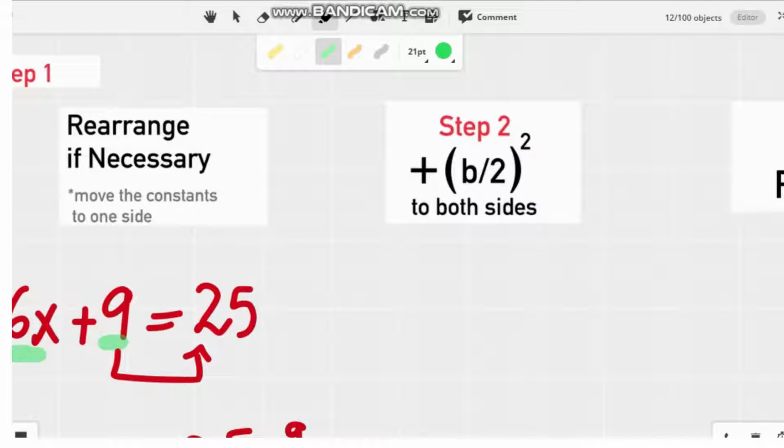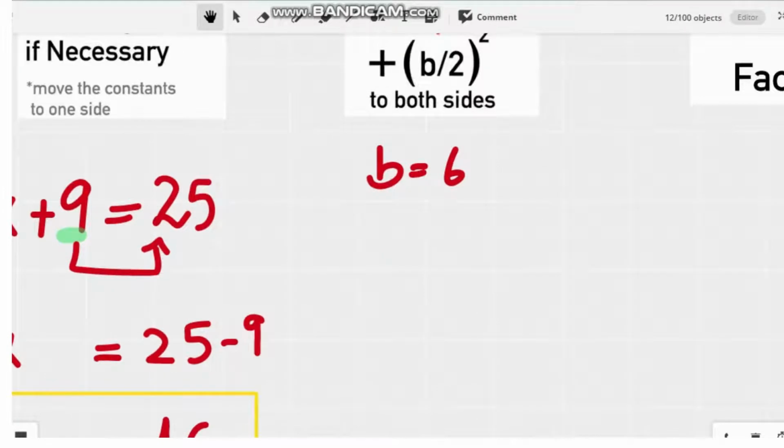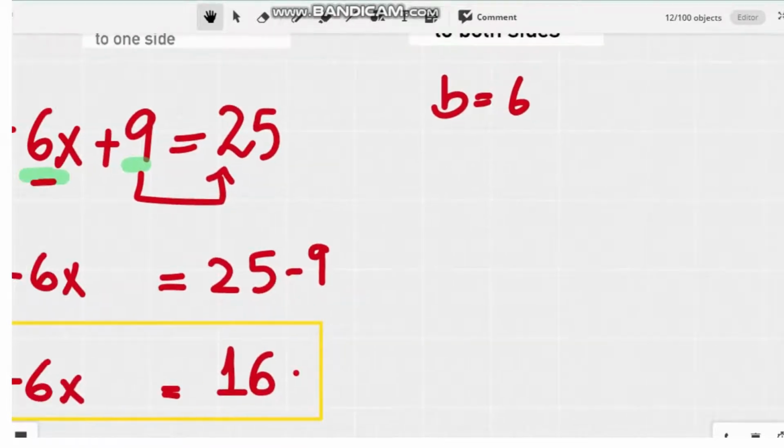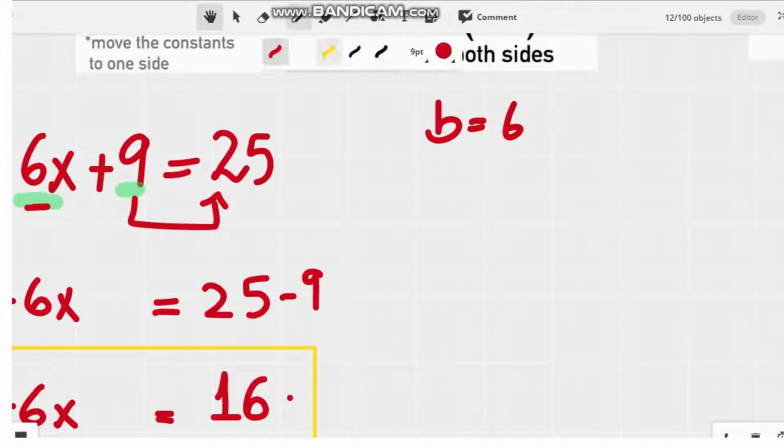They are saying that you have to add b divided by 2. So b is here 6, b equals to 6 in this equation. So b divided by 2, its square you will add on both sides to solve for x. I'm going to write first of all the equation as it is, the one that I got when I moved the constant term to the right side, which is x square minus 6x equals to 16.